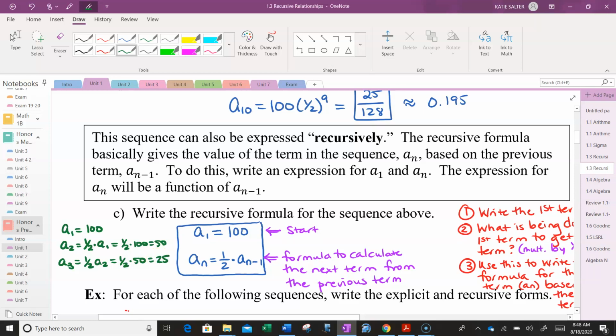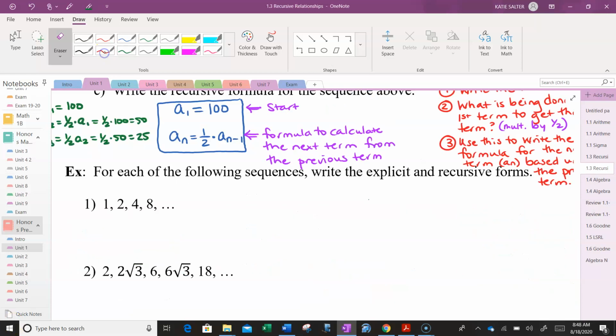But to me, a recursive formula kind of breaks it down. What is the actual pattern? What's actually happening? How are we forming this sequence? So for each of the following sequences, write the explicit and recursive forms.